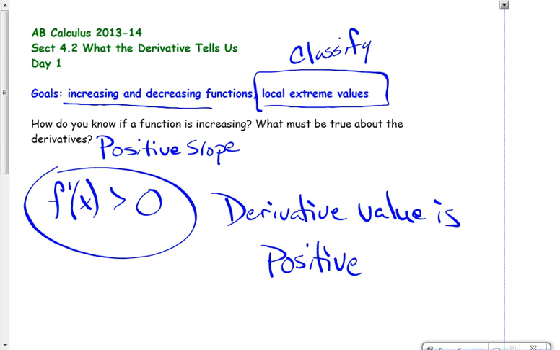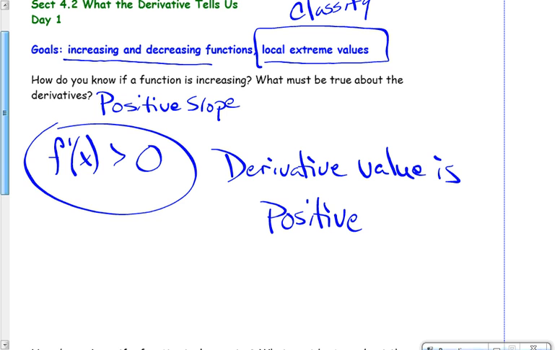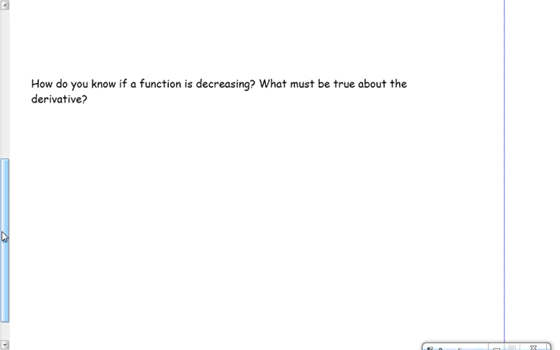So if an AP exam question said, in a basic sense, I don't know if they'd ask this, but when is the function positive? Or I'm sorry, when is the function increasing? You would say it's increasing on this interval because the derivative is positive. And you'd have to have a little bit of work to back that up. We'll go through that throughout the rest of the hour. Good? Okay. Algebra argument. How do you know if a function is decreasing?